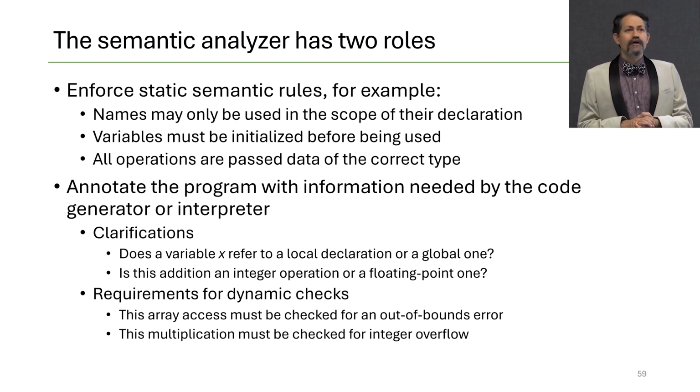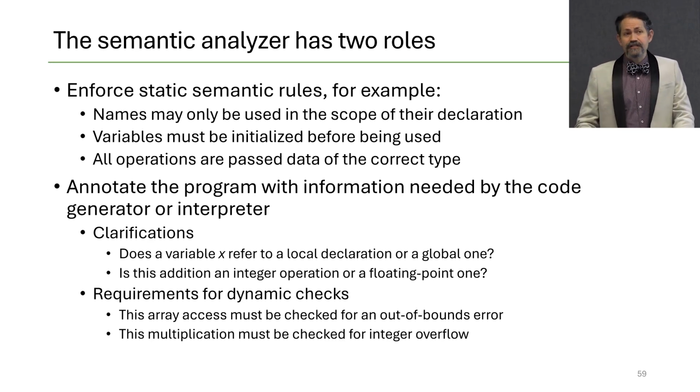The semantic analyzer also will annotate the program with information that's needed by the code generator and interpreter. For example, this might include clarifications. Does the variable x refer to a local declaration or a global declaration? The compiler needs to know that because it's going to generate different code for accessing the local declaration versus the global one. As we learned in Chapter 3, those variables would be stored in the stack for local declarations or in the static program space for a global declaration.